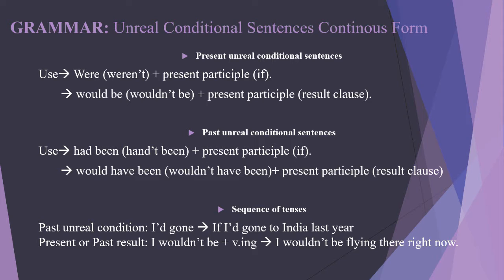Also, we have the past unreal conditional sentences, where we use had been or hadn't been with a present participle, and would have been and the negative form with a present participle too. And the sequence of sentences that are used to express time. For example, with the past unreal condition, we have "if I'd gone," and for the present or past results we can use "I would be" plus the verb with ing.